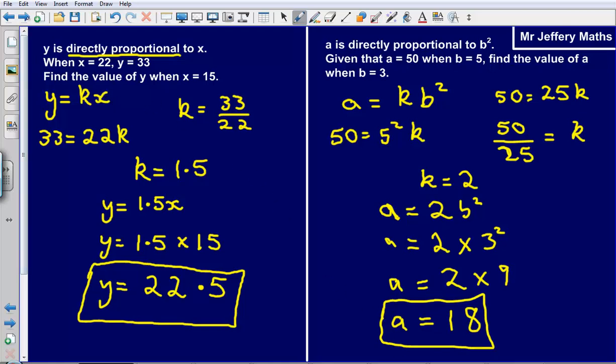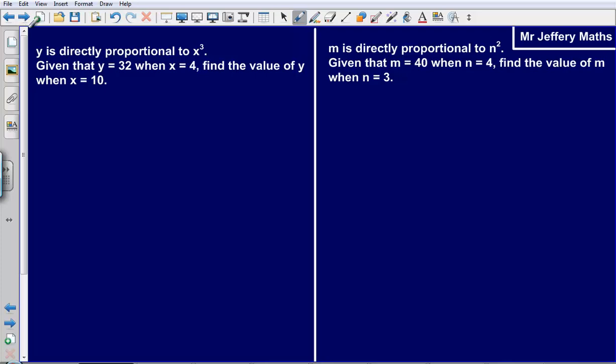Okay, what I've got next for you are 2 questions for you to attempt. What I suggest you do is pause the video, attempt the questions on paper, and then press play again to see if you're correct. The answers are coming up now.